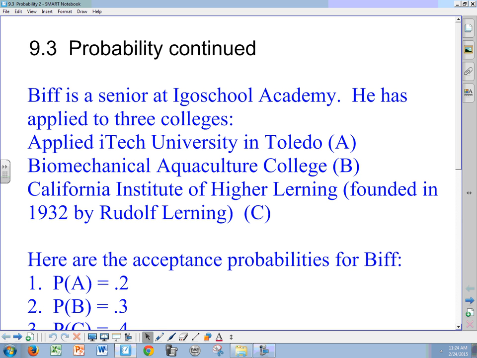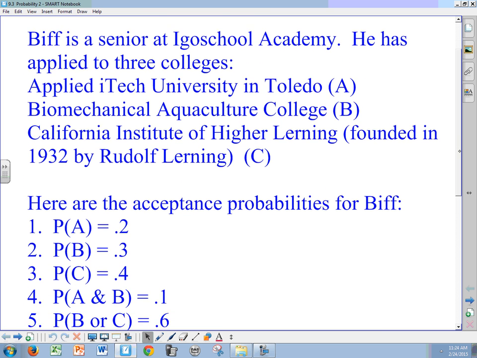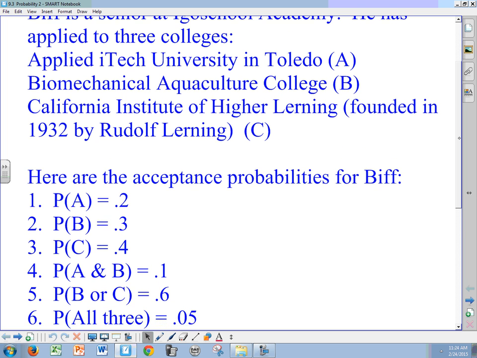Welcome back, folks. This is the second of two videos on probability, and today's video is talking about this situation where Biff is a senior at IGO School Academy. These are very complicated examples, so I'd like to explain it a little more fully. Biff is applying to three different universities, and down below it says the acceptance probabilities for Biff are these three.